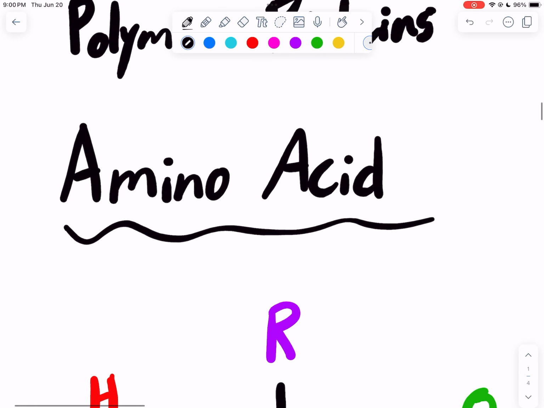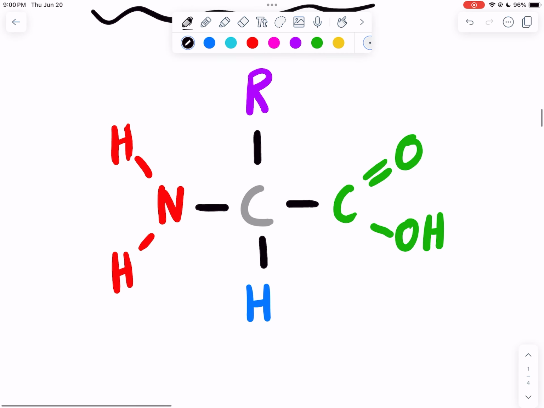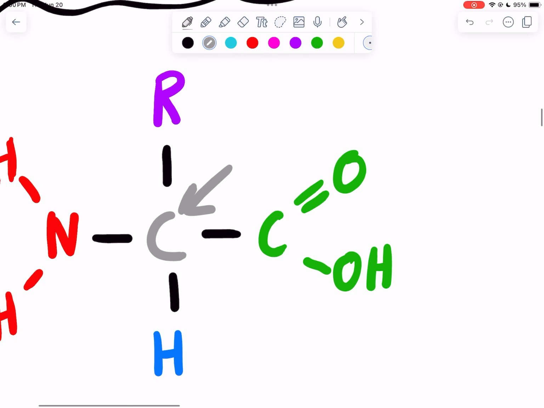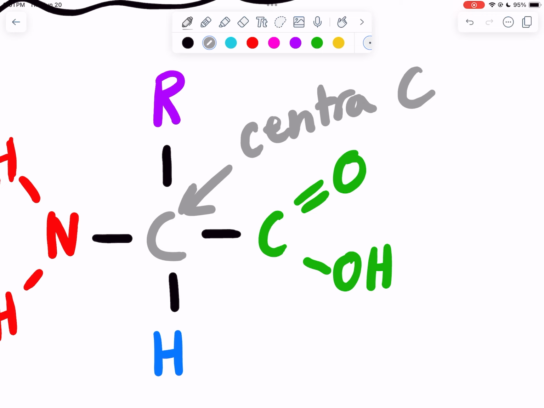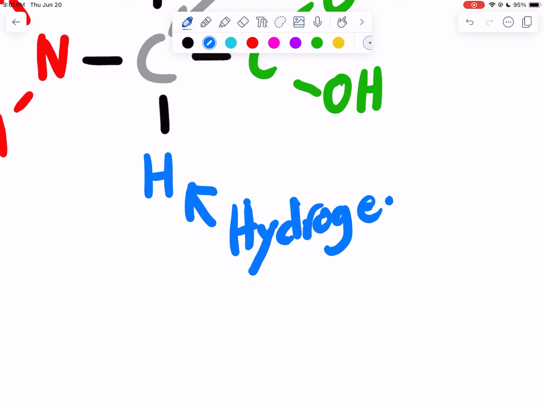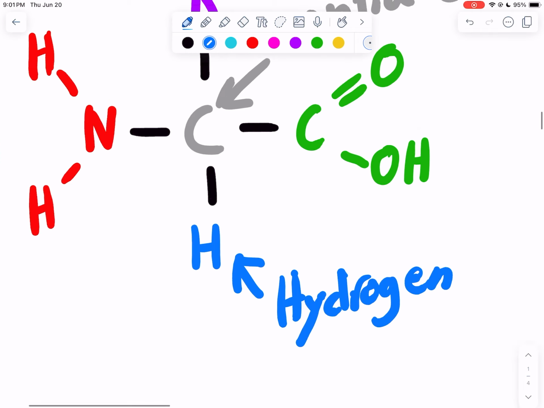Diving into what amino acids are. They are the building blocks of proteins, and this is the basic structure of an amino acid. First, let me get a nice gray color. Right here, we have the central carbon, central C. And it is super crucial because it's the center of each amino acid, and it's what ties everything together. At the bottom, it's connected to a hydrogen. All amino acids have this hydrogen at the bottom.